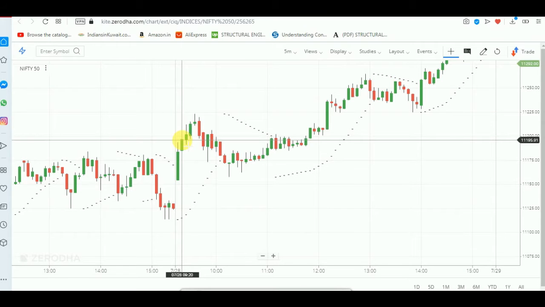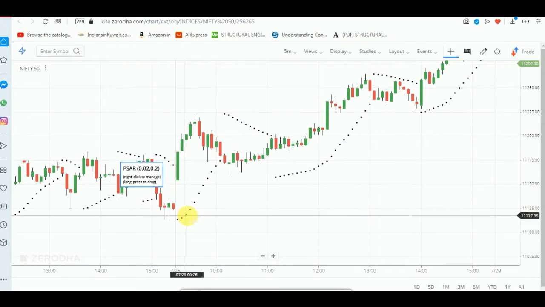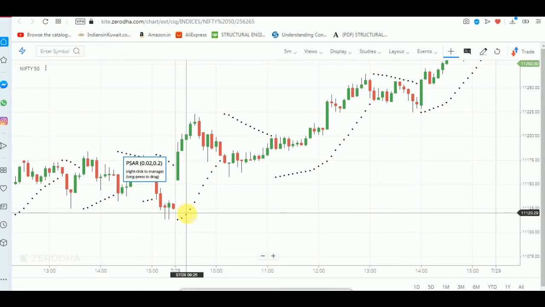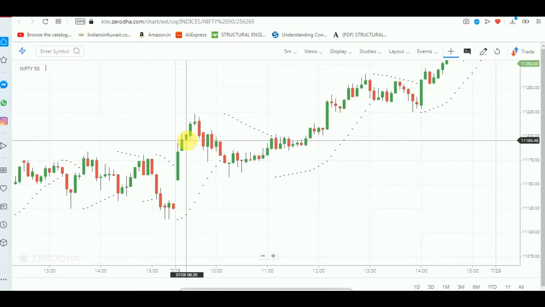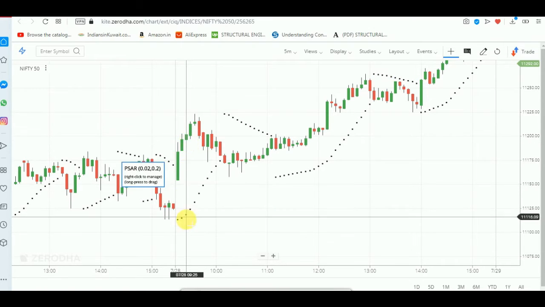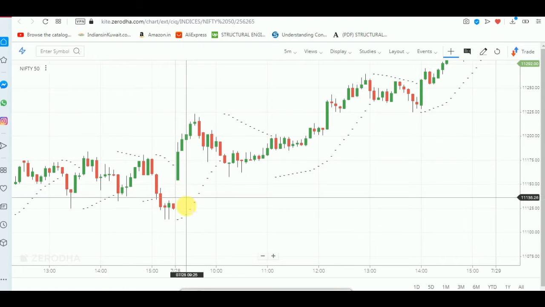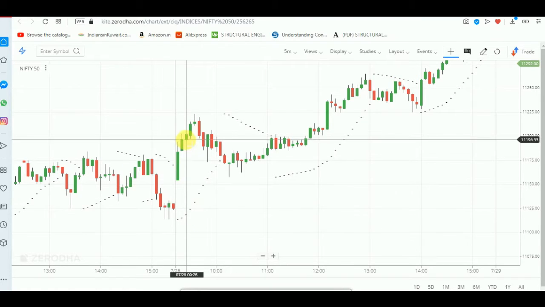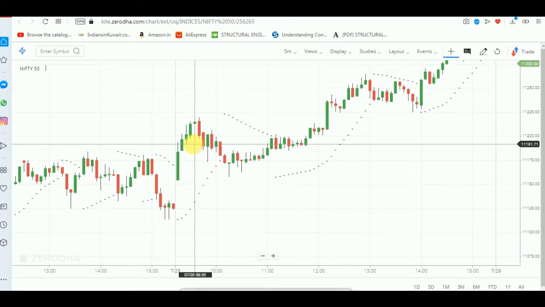So for this order at 11,190, we can place the stop loss price at 11,118, but it is quite high, right? You can see there is a huge gap between this dot and the candle, which means that we need to take this much risk. In case it hits, we are going to lose this much money. Whatever quantity we bought, we will be losing out when it touches the stop loss.